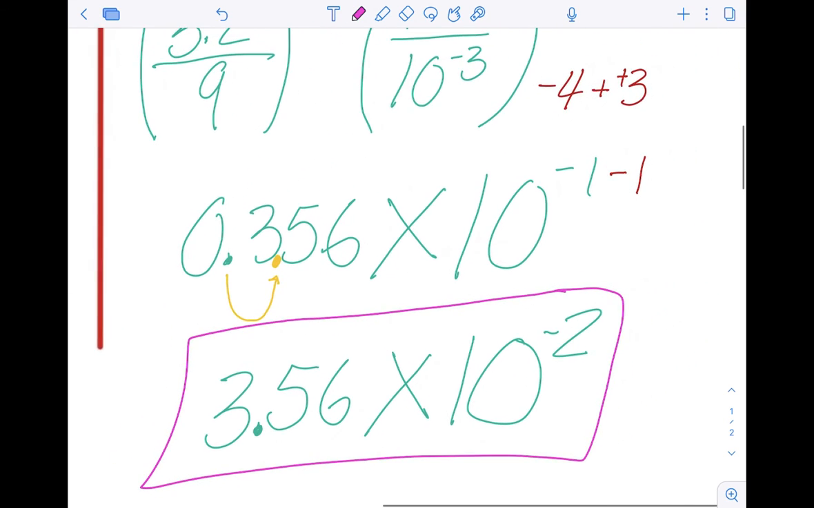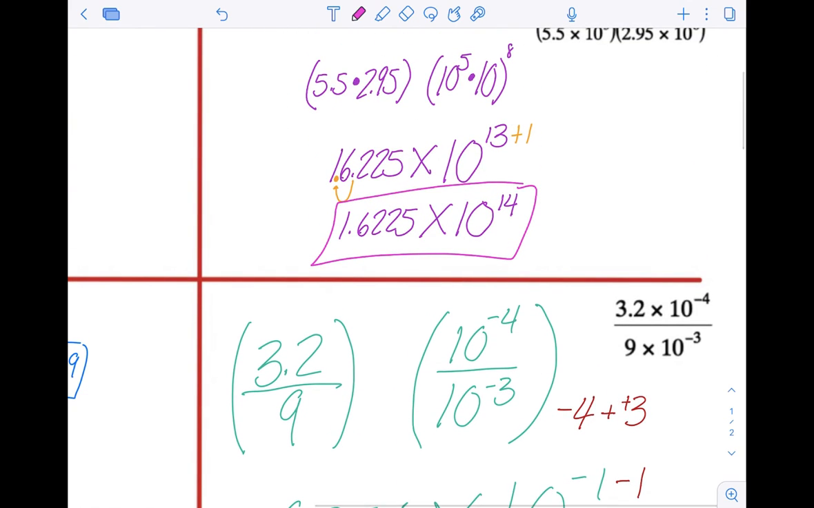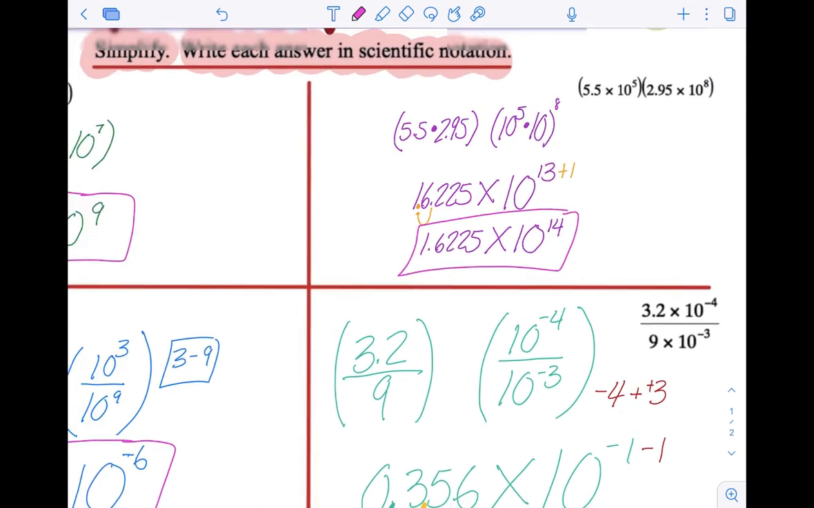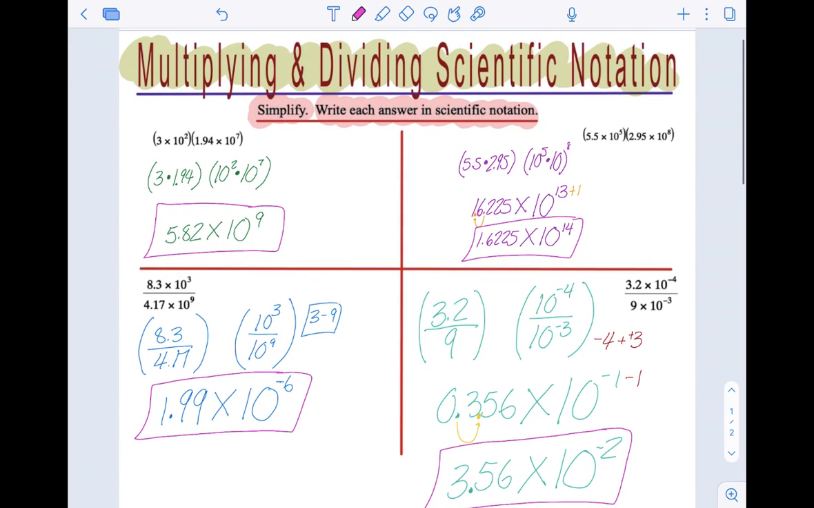Look at that. That is my solution, right? So I had to move the decimal to the right one, so I subtracted 1. When I moved the decimal to the left one, I added 1, right? And there you go. That's multiplying and dividing scientific notation.